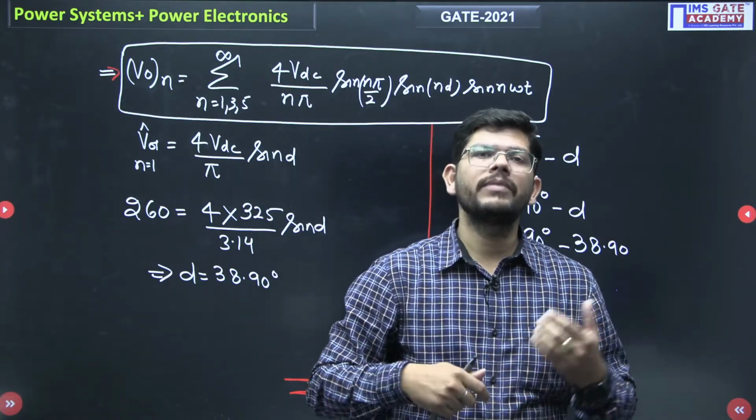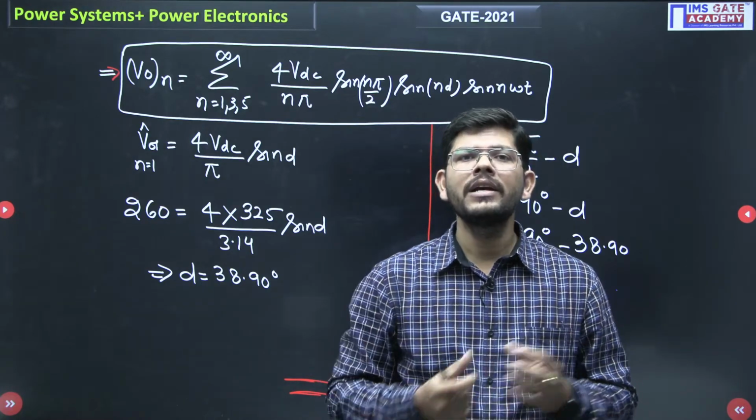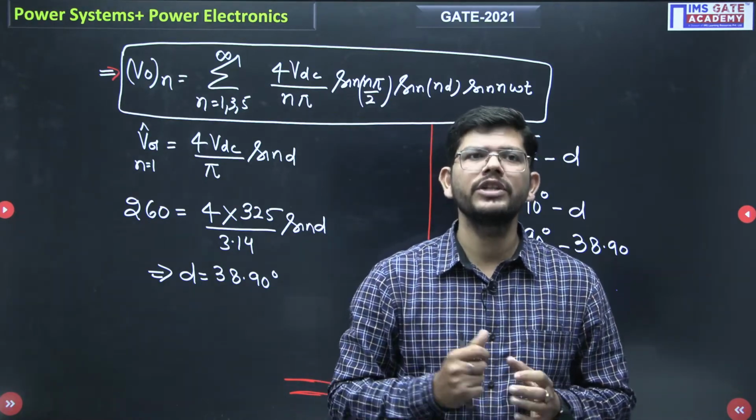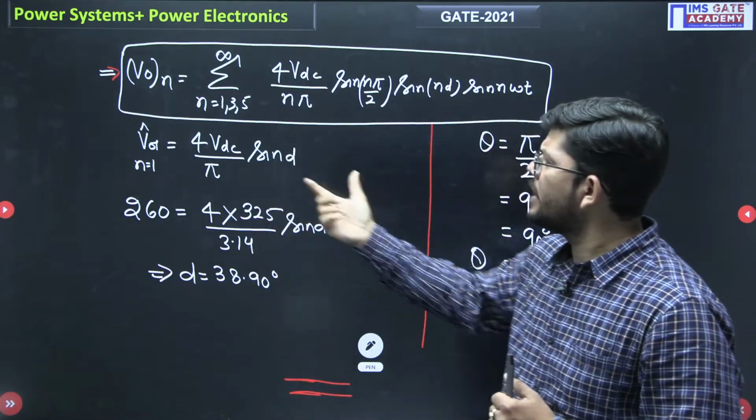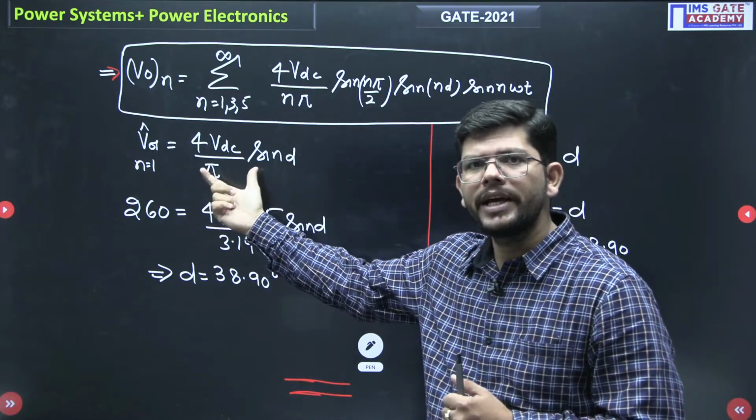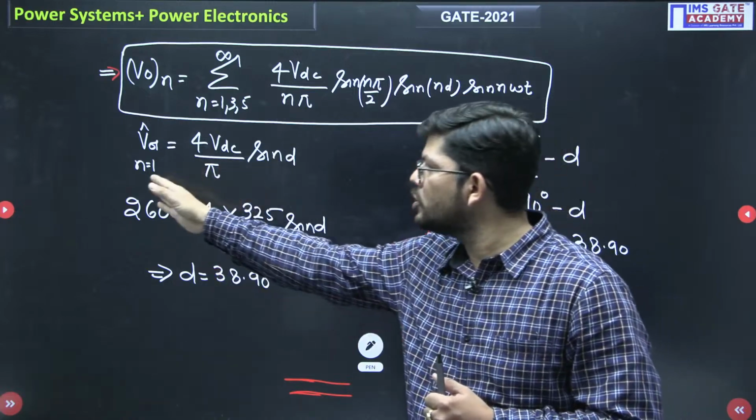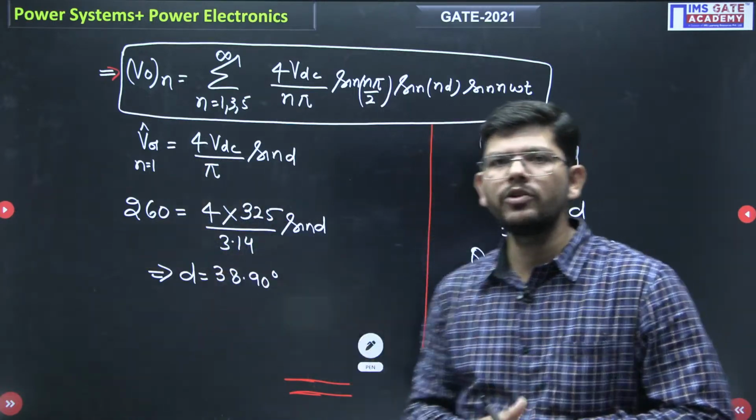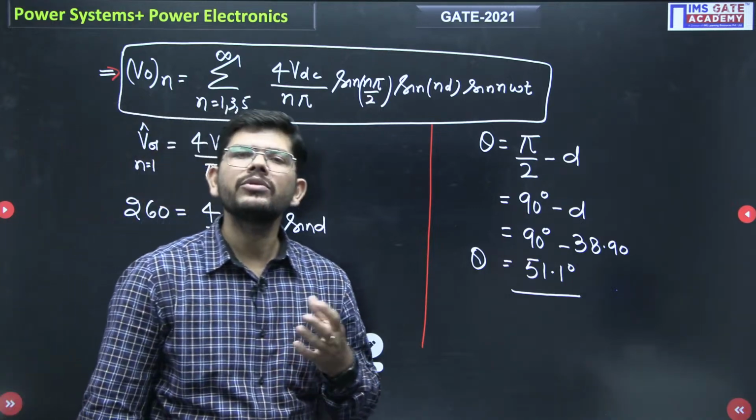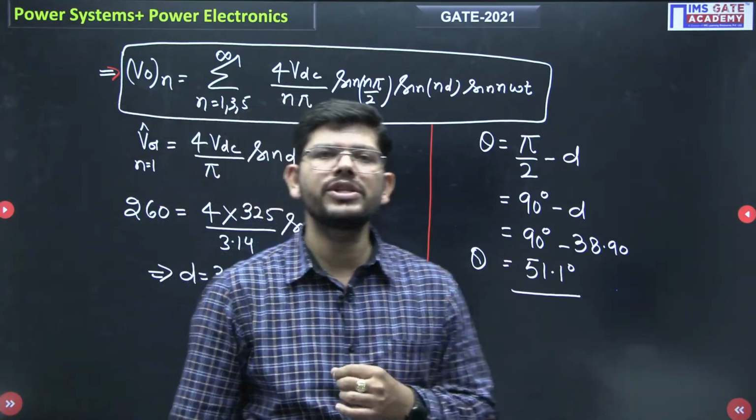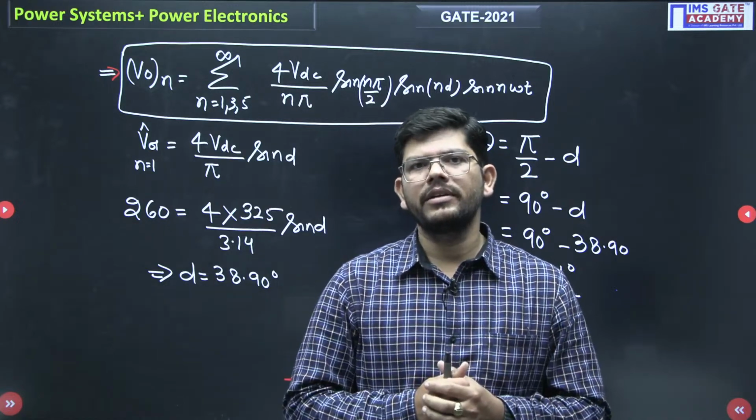There we have practice how we can write these Fourier series easily. So just go and watch that lecture. If you know this formula, you will find the fundamental value from here as well. Earlier we have also found out, you will equate, you will get the value of d, and then theta is pi by 2 minus d. So this is how we can solve this question very easily, isn't it?